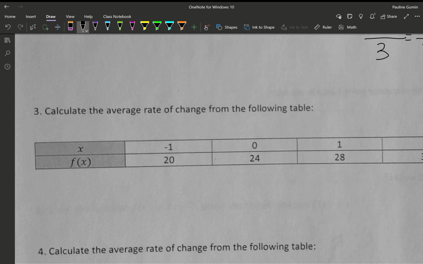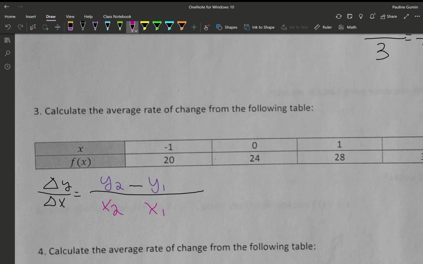Number 3 and 4 ask us to calculate the average rate of change from the following table. So that means we need to use the following formula, the change in y's over the change in x's. So the change in y's is y2 minus y1, and the change in x's is x2 minus x1. All right, let's figure out what that is. This is y1, that's y2, x1, x2. Notice that the 1's and 2's are together. All right, let's do this.